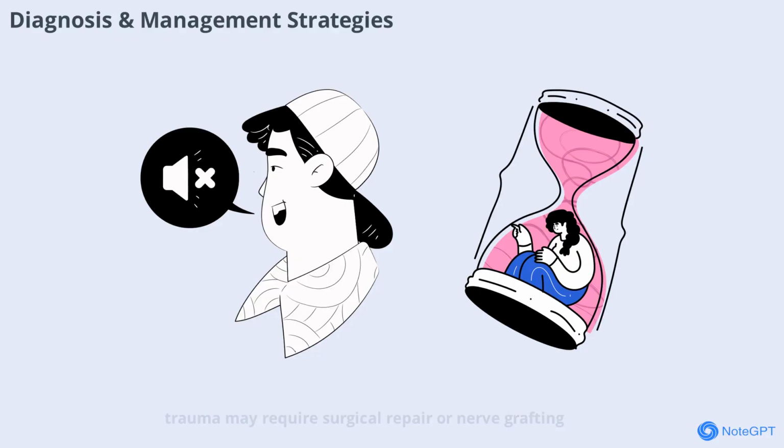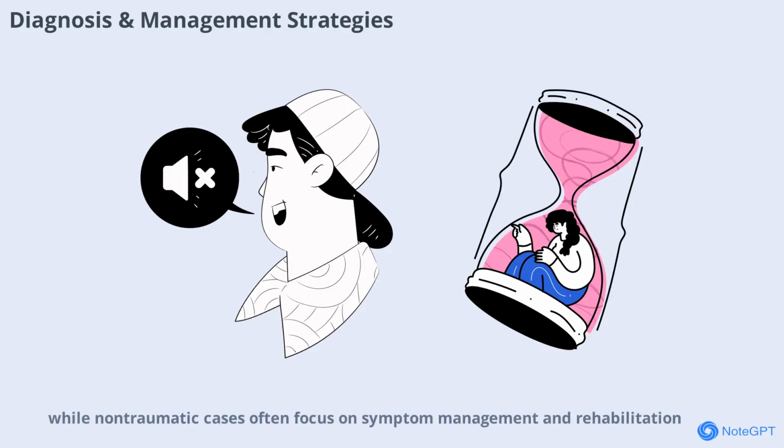Treatment depends on the underlying cause. Trauma may require surgical repair or nerve grafting, while non-traumatic cases often focus on symptom management and rehabilitation. Early intervention is crucial for optimizing recovery, and in some cases, surgical approaches like tendon transfers can restore function when spontaneous recovery is incomplete. Ultimately, a tailored, patient-centered strategy is essential for improving outcomes and quality of life for those affected by these challenging conditions.